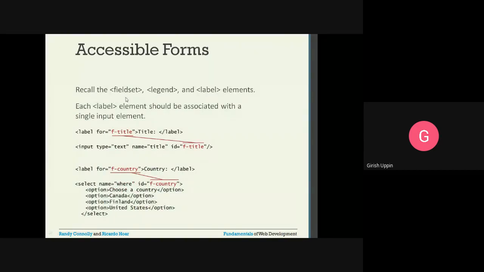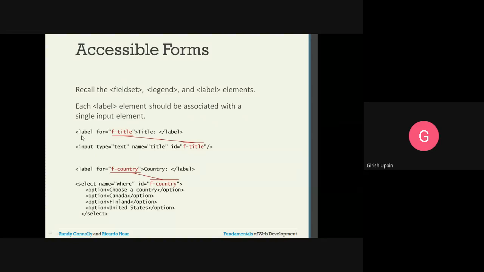Then, as we just saw, making forms more accessible. Fieldset will create a group of all the fields using legends and labels. When we use labels, the label element should be associated with a single input element. In the forms we just saw, there is no link between the actual label and the control that we are putting. We can provide that link so that the two are connected and it becomes easily accessible.